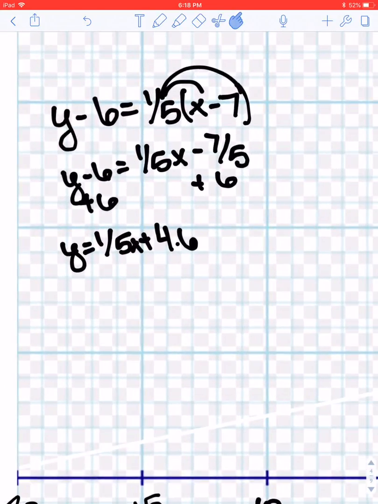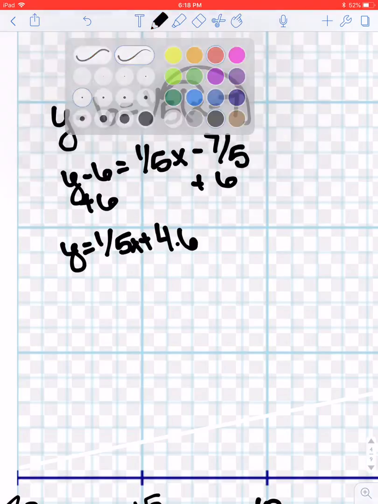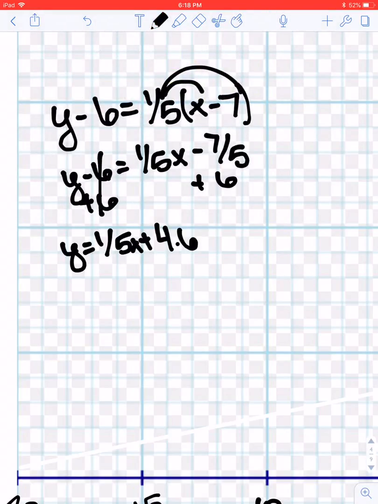So this results in the first equation shown. And then you distribute 1/5 to x and negative 7, which results in y minus 6 equals 1/5 x minus 7/5. You then add 6 to cancel out the negative 6 on this side, and then you add it to the negative 7/5 on the other side. So this results in the final equation being y equals 1/5 x plus 4.6.